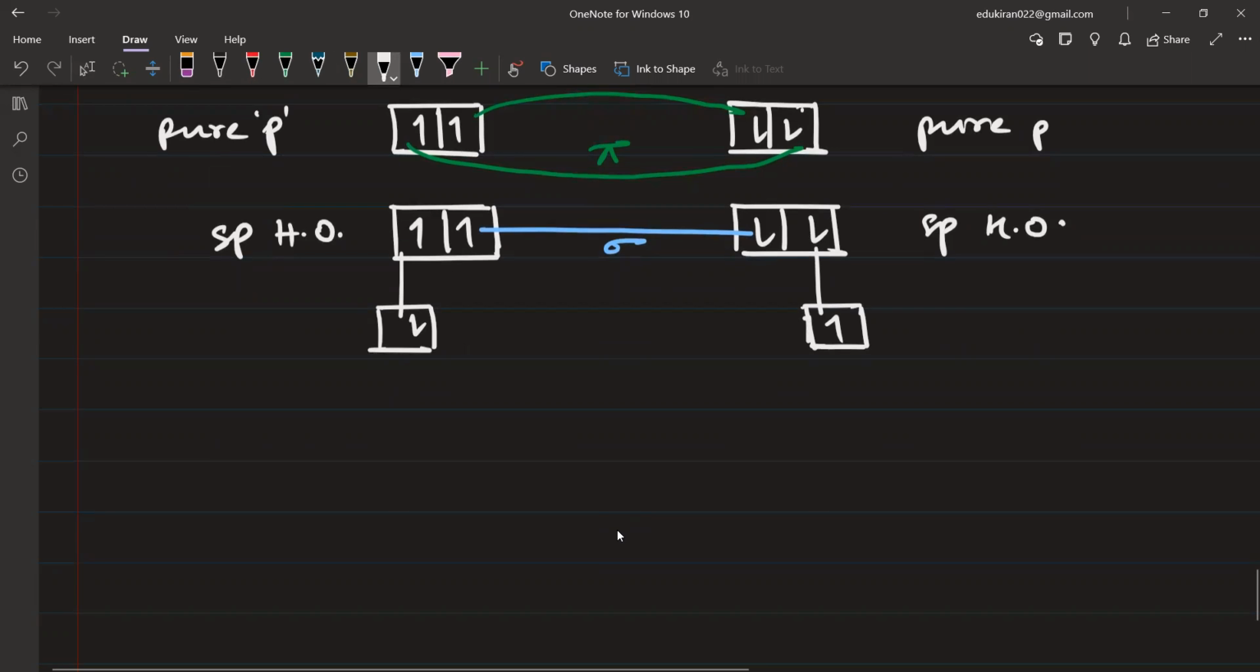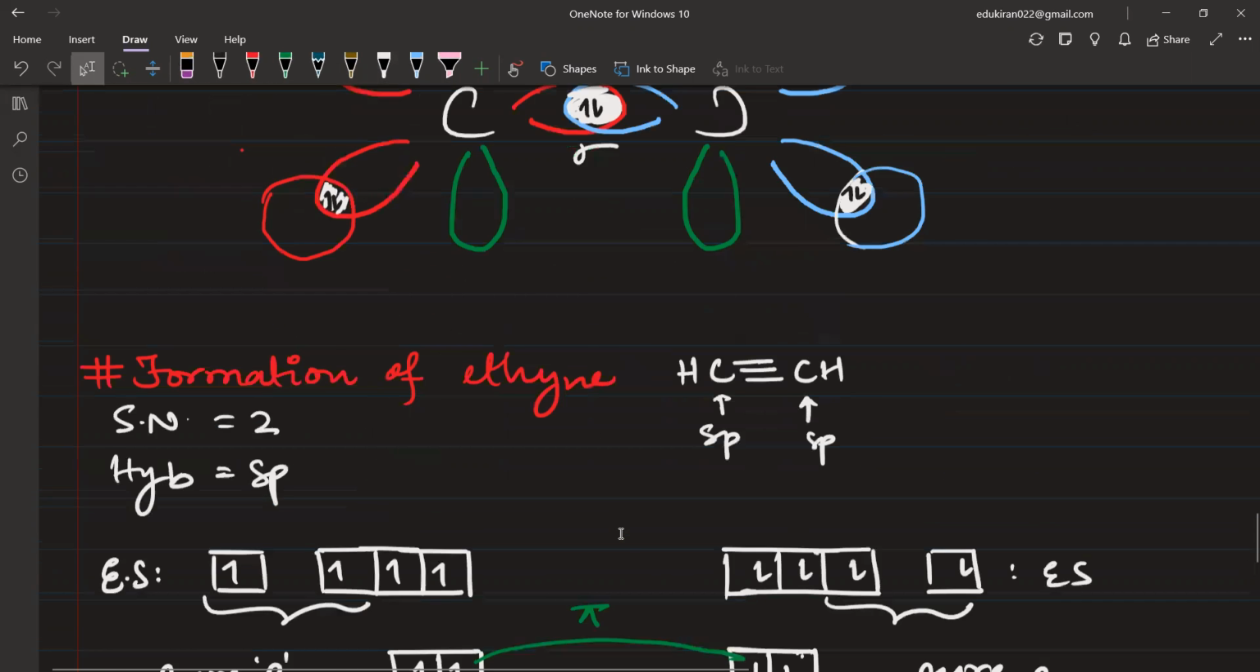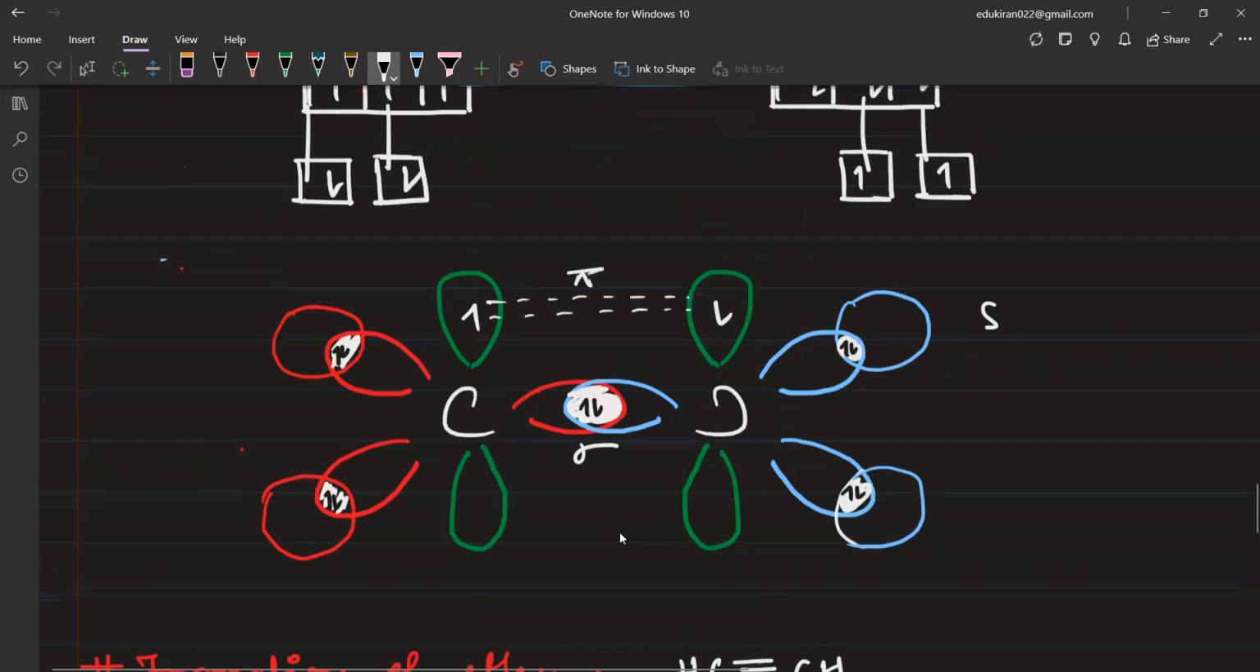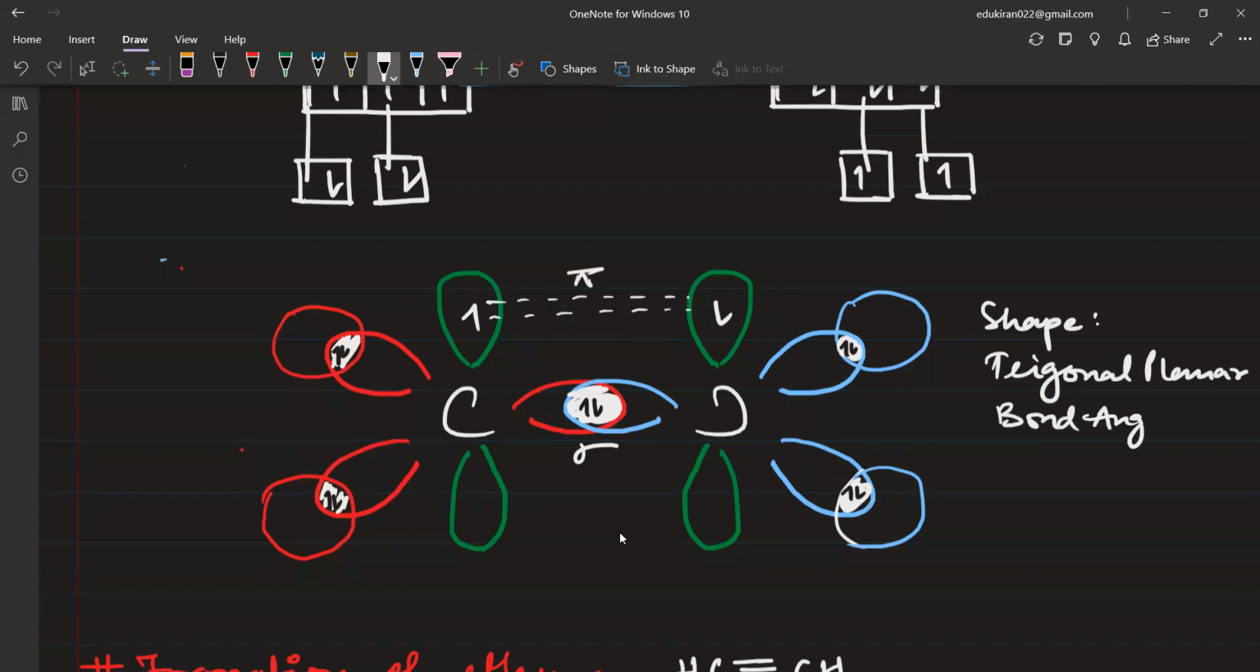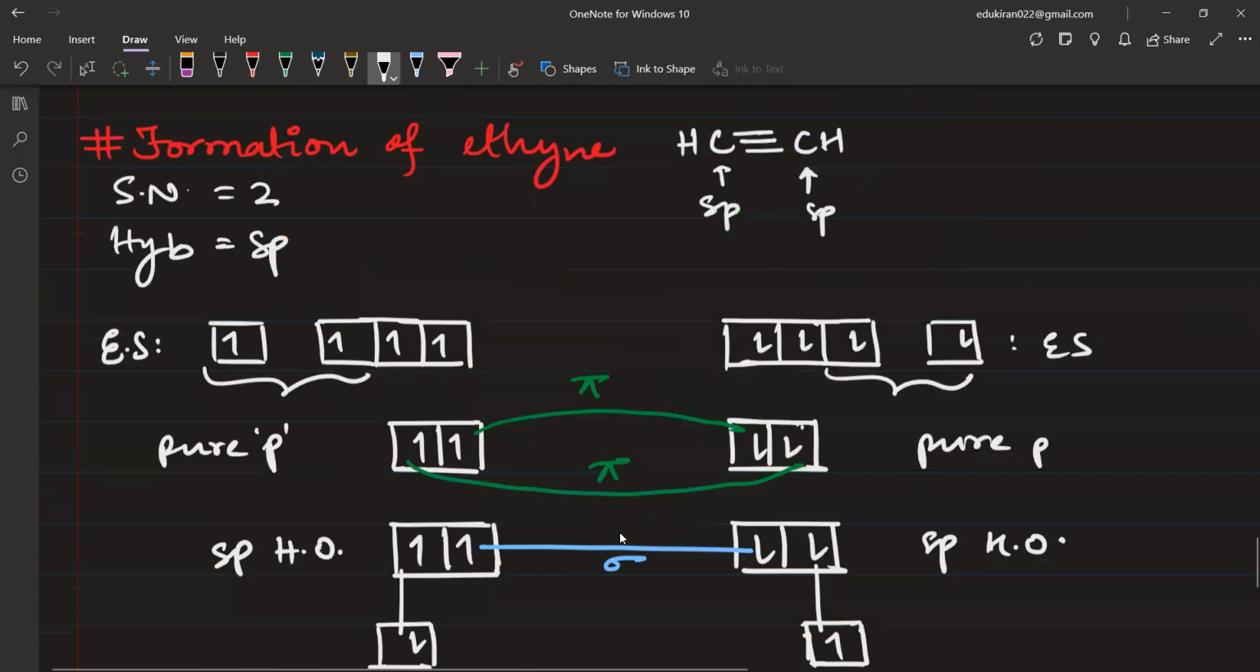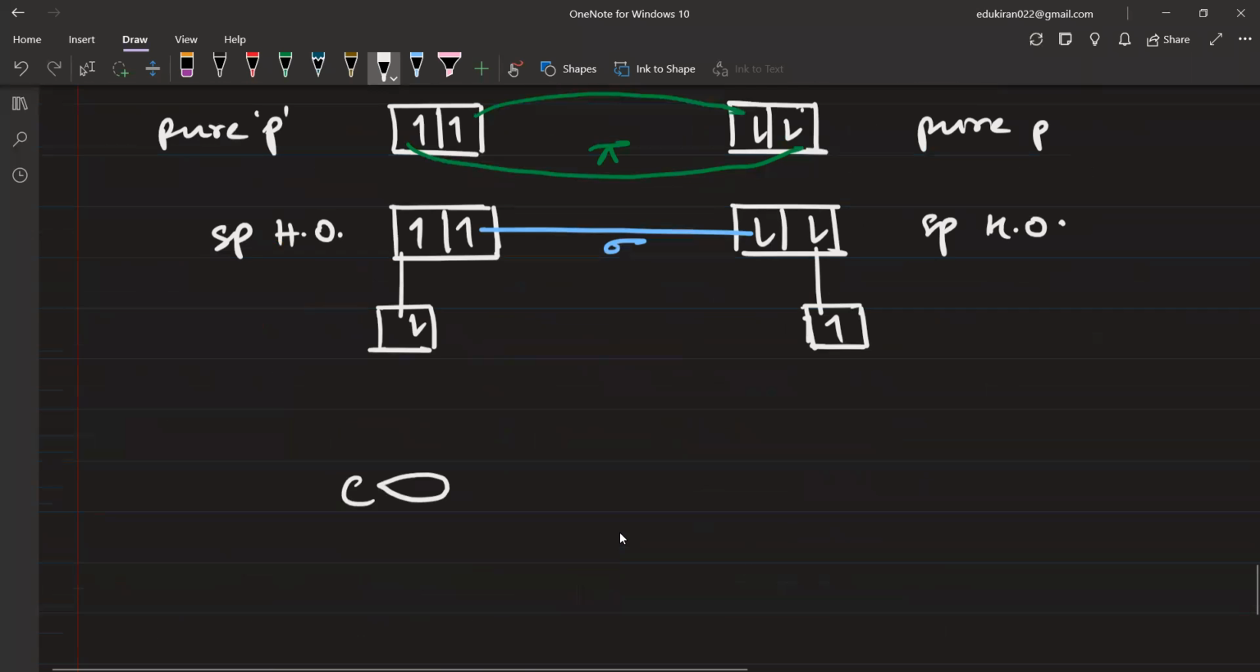I have a carbon atom with, now this, yahan pe ek second ruk jaiye zara, yahan pe aap log likh lijiye shape: trigonal planar and bond angle 120 degree. Okay, trigonal planar wala hi case hai. Yahan pe it is going to be linear because it is sp.